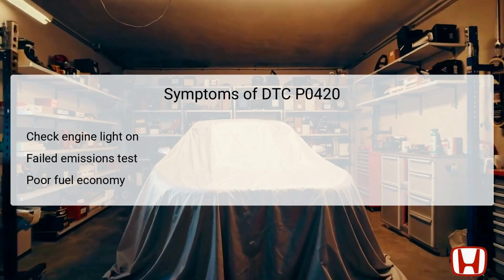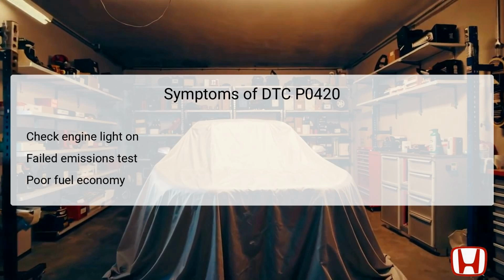Drivers may notice certain symptoms when the P0420 code is active. The check engine light, CEL, is often illuminated, indicating the need for diagnostic attention. Additionally, vehicles may fail emissions tests due to inefficiencies in the exhaust system, which can lead to compliance issues.